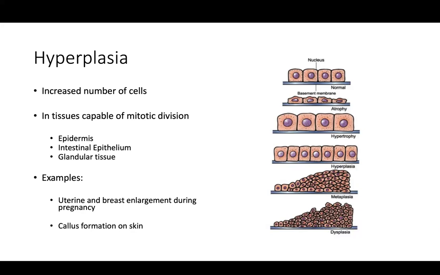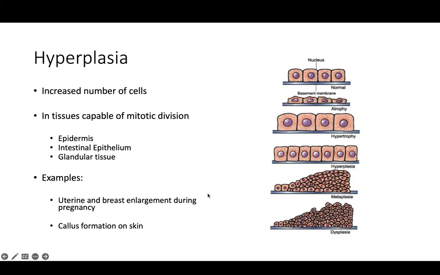A very good example of hyperplasia would be callus formation on the skin. So somebody lifts really heavy weights, they don't wear gloves. Over time, people will develop calluses on their palms because of the heavy lifting. That increased stress placed on the epidermis is going to cause those epidermal cells to undergo hyperplasia, to get thicker to prevent injury. Or a guitar player getting callus formation on their fingertips.